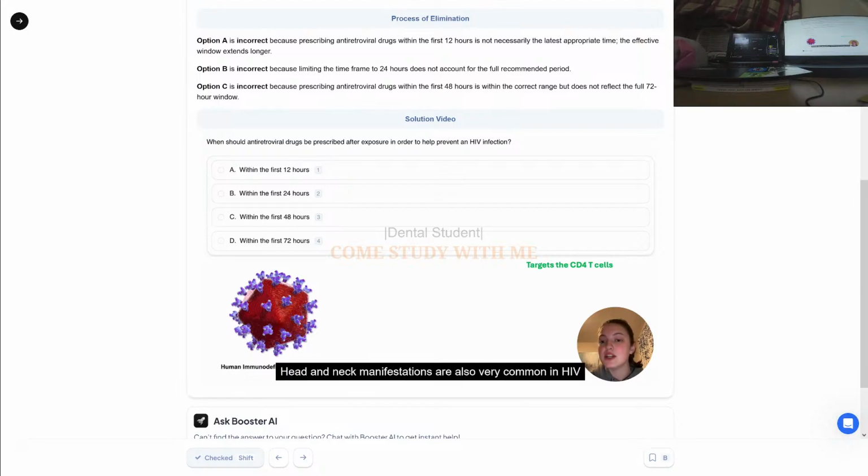Head and neck manifestations are also very common in HIV and may even be the first sign of an HIV infection.